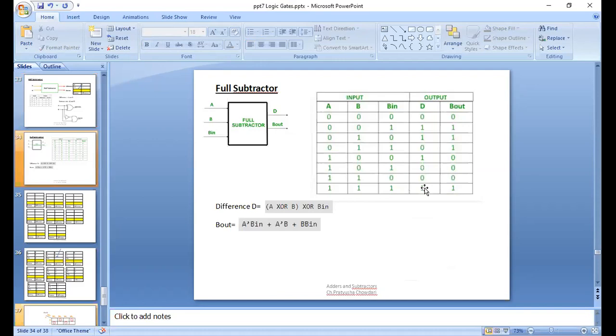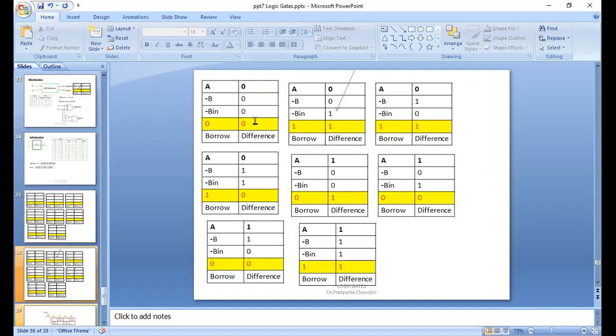Next, full subtractor. A full subtractor is a logic circuit which is used to subtract three binary bits. That is, A minus B minus Bin is performed by using a full subtractor. This is the truth table of the subtractor. Let's check all the combinations. A 0, B 0, Bin 0. 0 minus 0, the answer is 0, 0.